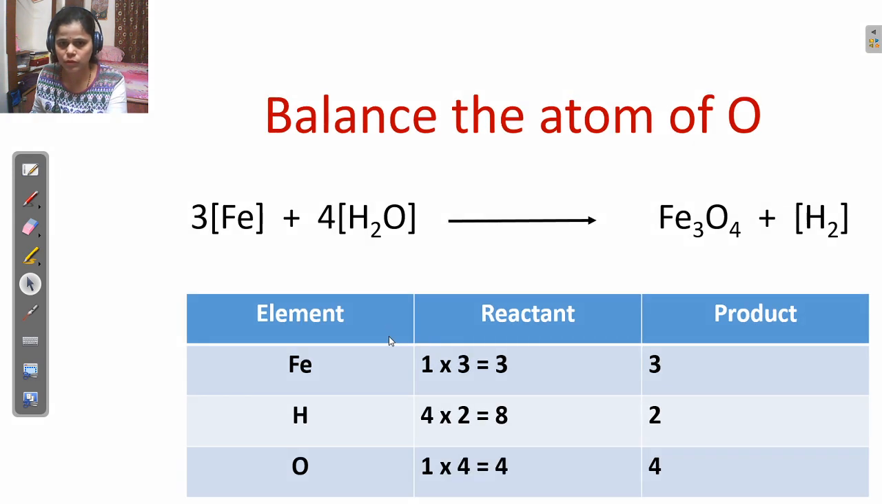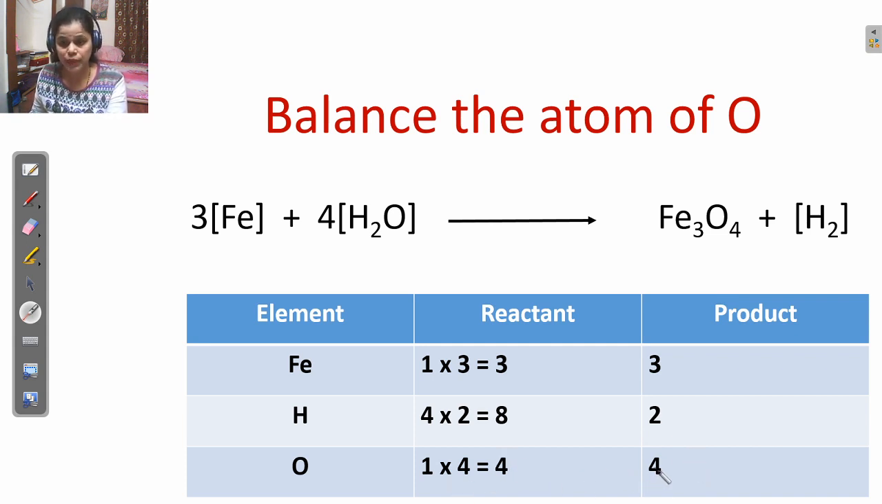Write down the 4 before the bracket. So 4O, the number of atoms was 1 before, and multiply the 4. So 4 into 1 equals 4. Okay, 1 into 4 equals 4. And here the oxygen, the number of atoms is 4 already. So 4 equals 4.